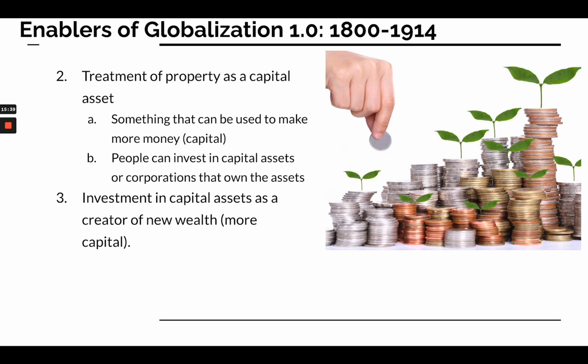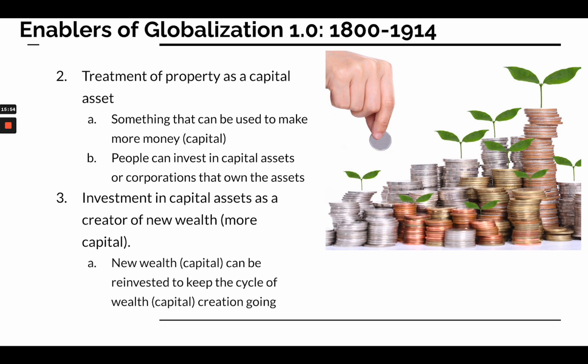Which leads us to our third component here. Right? This investment of capital in capital assets becomes a creator of new wealth, right? More capital. And this new wealth or new capital can then be invested again or reinvested to keep the capital creation cycle moving and chugging along. It is kind of symbolized in this image. People like to think about money as something you can grow. And that certainly is the idea here. You invest in capital assets, those generate more money, which allow you to invest in new capital assets, and the economy grows and grows and grows.